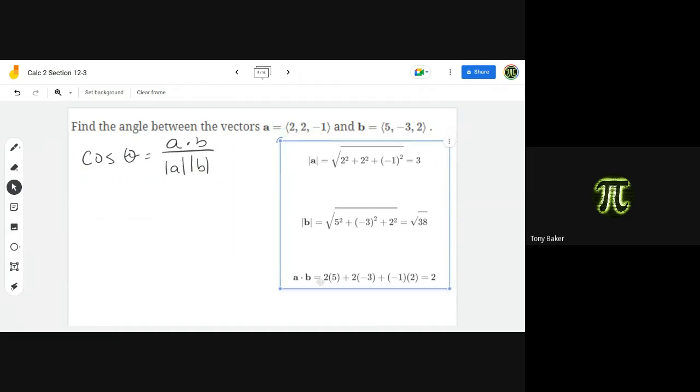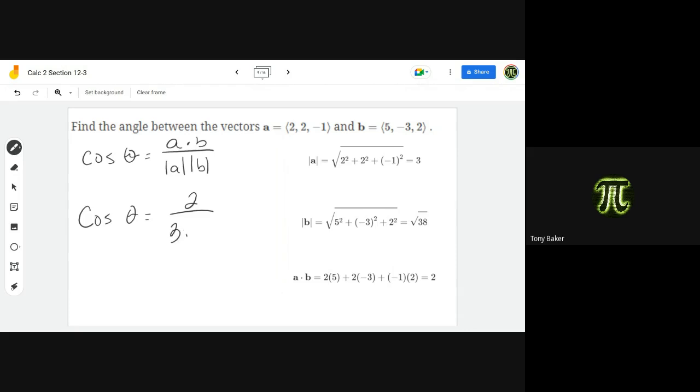So there are the magnitudes. Remember, it's just squaring each of the terms and adding them up, taking the square root of it. So the magnitude of A is 3. And the magnitude of B is the square root of 38. And then the dot product, remember, just multiply them. So 2 times 5, 2 times -3, -1 times 2. And we get 2. So then we plug that all in. So we get cosine of theta is 2 over 3 square root of 38.